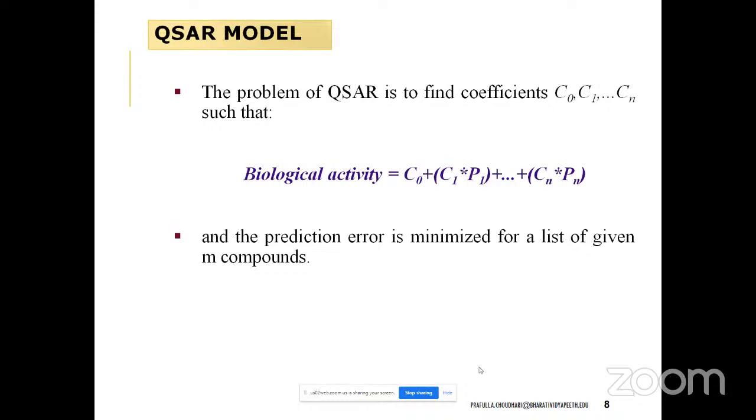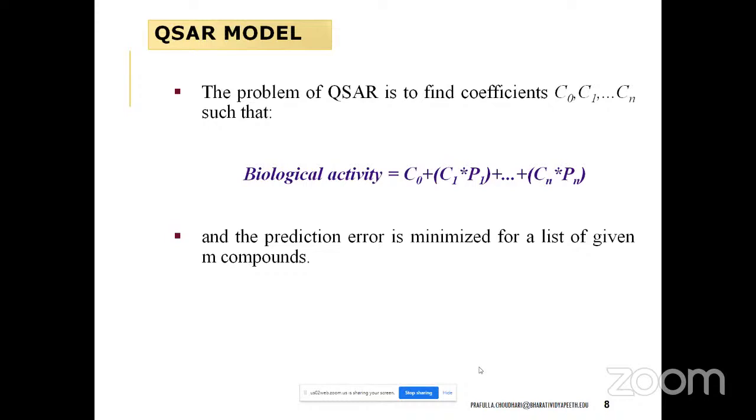We don't find any QSR model which has a molecular structure in it or all those things. It is only the correlation between the property and the biological activity, and the prediction error is minimized because a large number of molecules can be used for the QSR model. QSR normally uses a huge number of molecules so that the predictive behavior will be better.